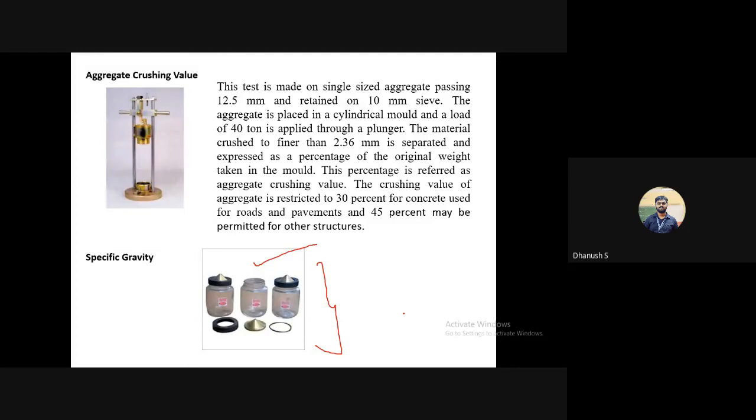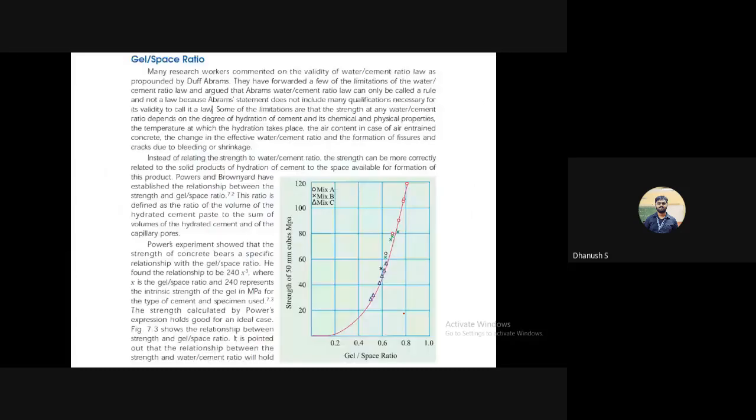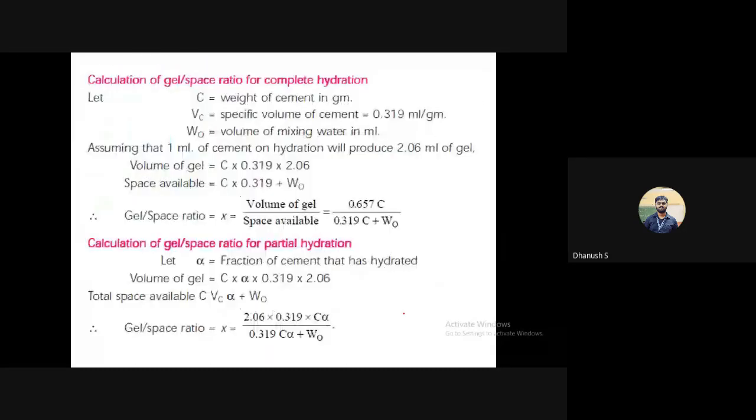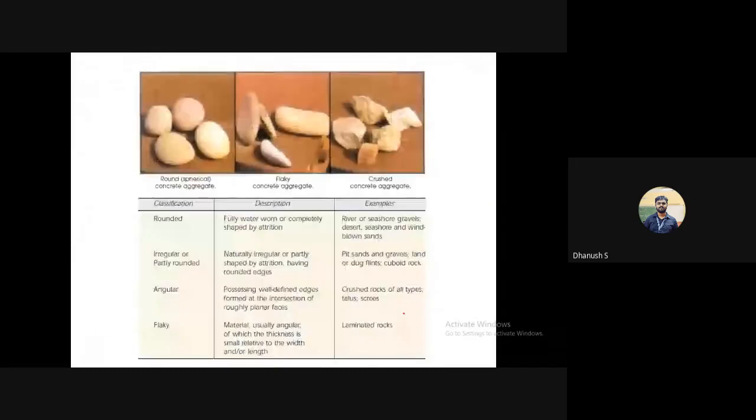If you want to look at the procedure, it is there in the manual. Go through it. We use a wire mesh bucket method. With that we conclude unit 1. So tomorrow we can start unit 2.